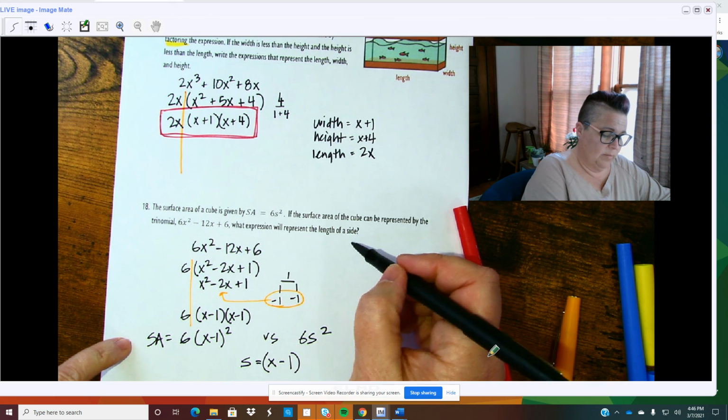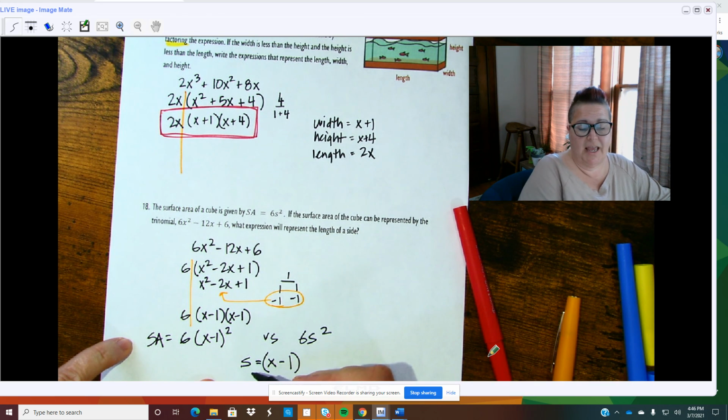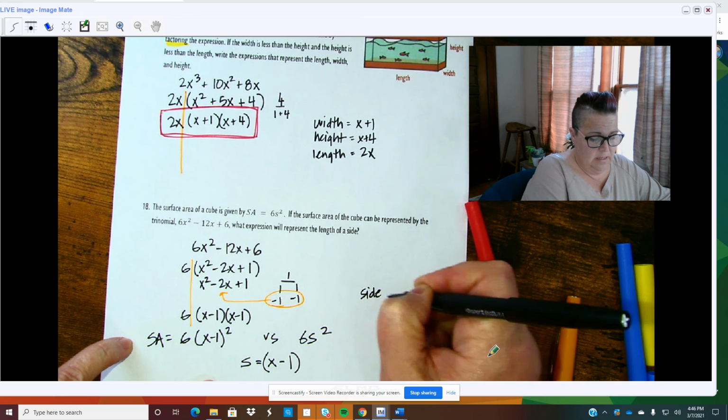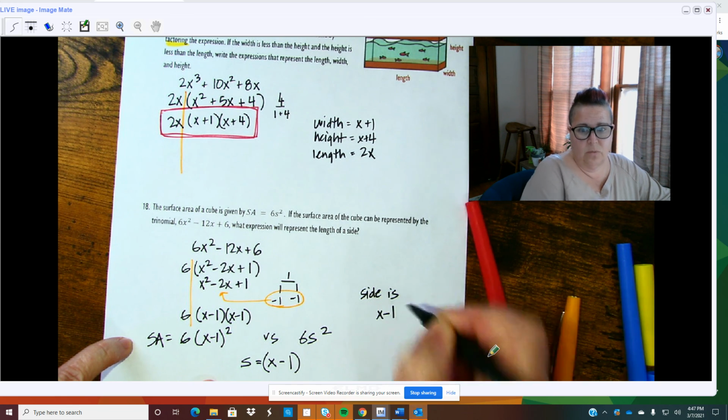What expression will represent the length of a side? And I bet you s stands for the length of a side. So the side is x minus 1.